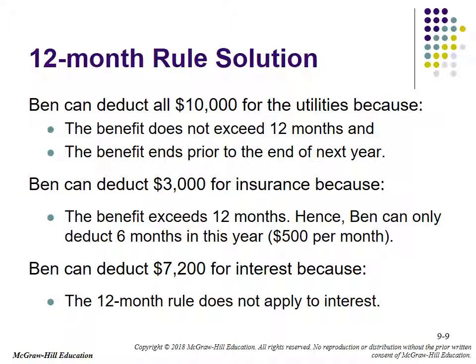and the benefit ends prior to the end of next tax year. He can only deduct $3,000 for the insurance, the portion of the insurance that occurs in the current year. So the benefit exceeded 12 months. That's why it was a 2-year insurance policy he prepaid. So Ben can only deduct 6 months in this year. And Ben can deduct $7,200 for interest because the 12-month rule does not apply to interest.